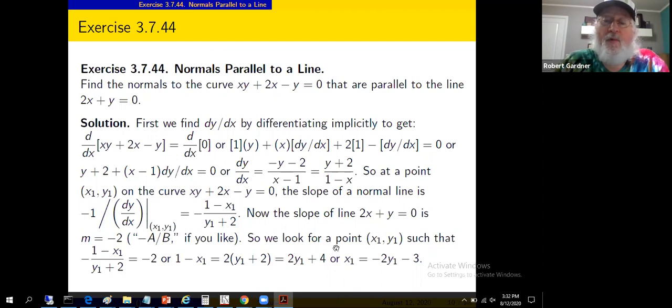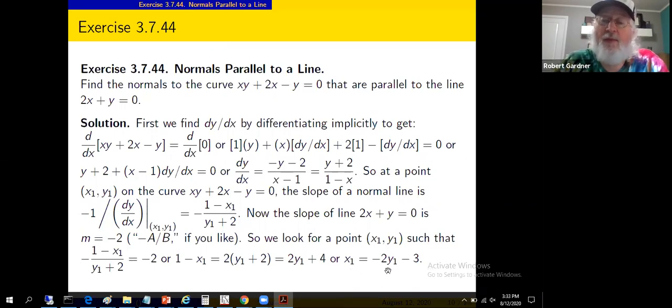So for the point x1, y1, we look for the point x1, y1 such that the slope of a normal line equals negative 2. So we want negative (1 minus x1) divided by (y1 plus 2) to equal negative 2. We can cross multiply by y1 plus 2, maybe get rid of those negative signs, multiply both sides by negative 1. That gives us 1 minus x1 equals 2 times (y1 plus 2). Distribute, rearrange, leave it to you to go through all the algebraic details, but we get x1 equals negative 2 y1 minus 3.